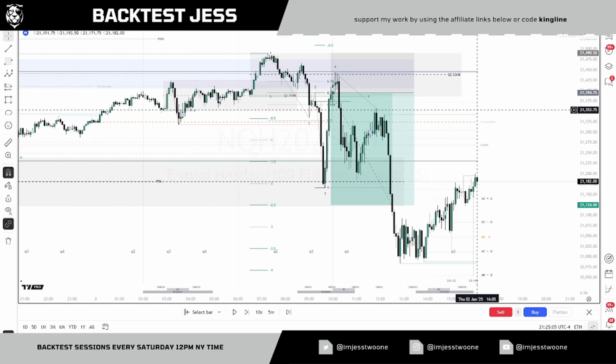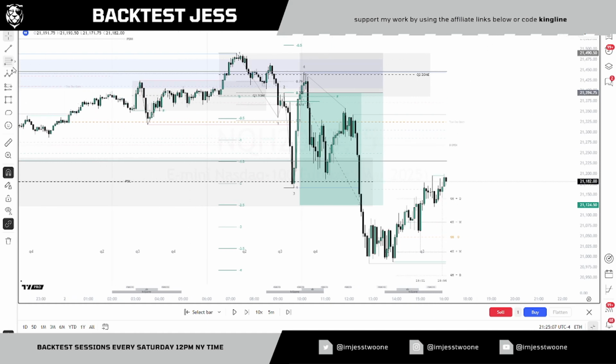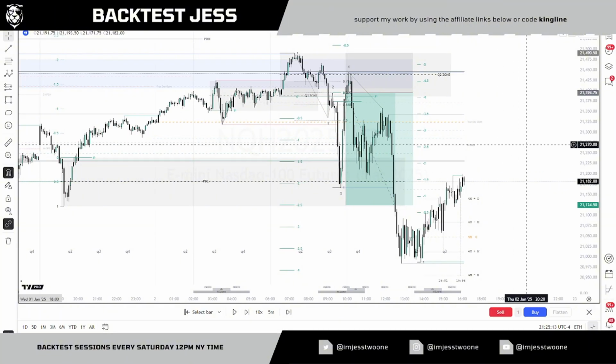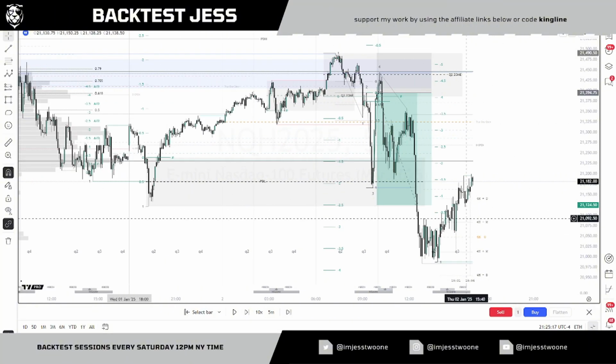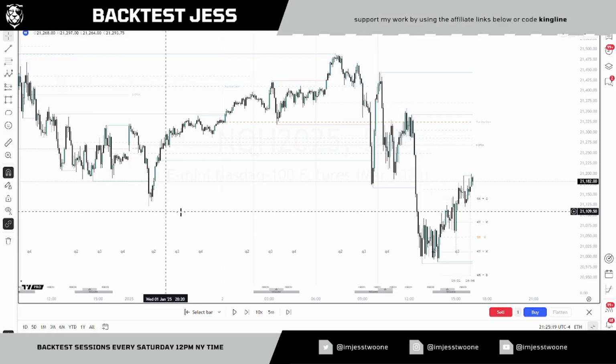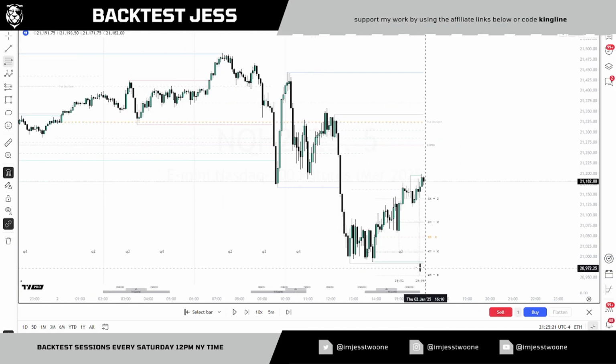So now we're in the end of the day. There's nothing else to track here. This would be the next manipulation going into the next day's Asia session. So now I'm just going to, maybe I should clear everything first. I'll clear everything. So that's one day.